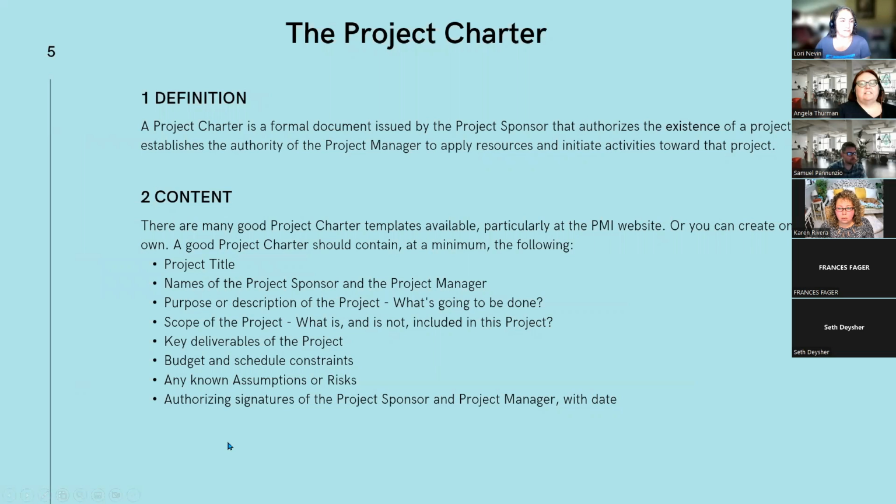Okay, so let's move on to the project charter. Has anyone ever heard of a project charter? And what do you think a charter might mean?